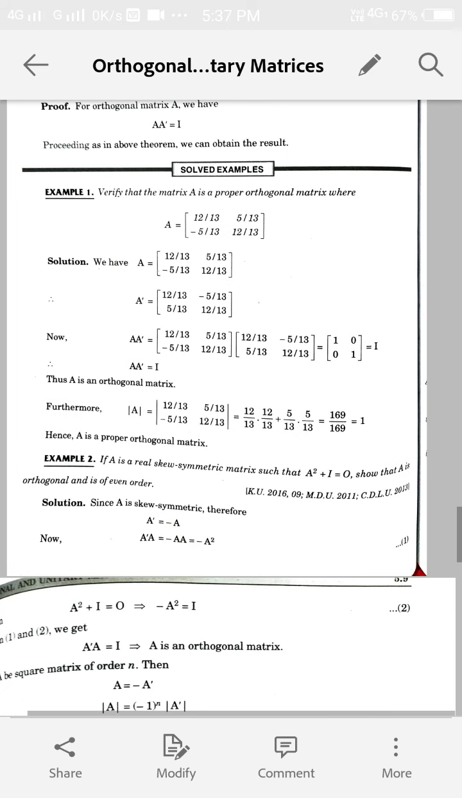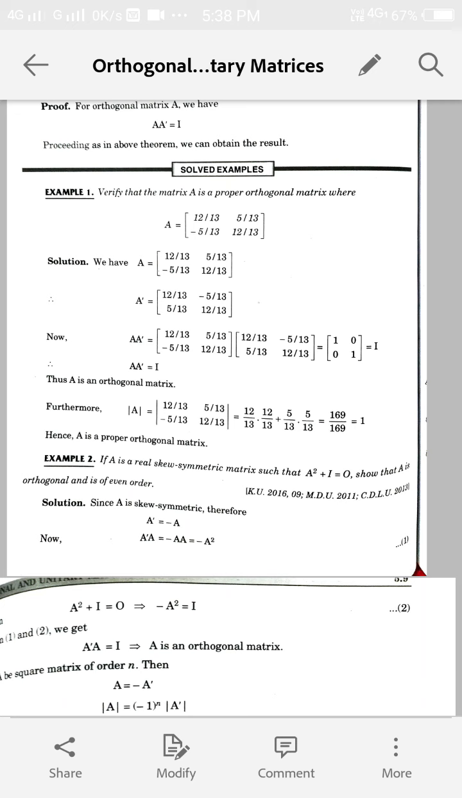Now, take some examples that we can solve with the help of orthogonal and unitary matrices. First example. It says verify that matrix A is a proper orthogonal matrix. Now see, what do you mean by a proper orthogonal matrix? That is a matrix whose determinant is +1. So we are to find its determinant.